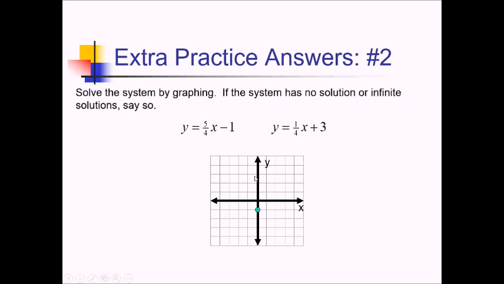So starting at my y-intercept, I'm going to go up 1, 2, 3, 4, 5, and over to the right, 1, 2, 3, 4. There we go. Draw a line through those as accurately as you can. I would use a straight edge if you could.